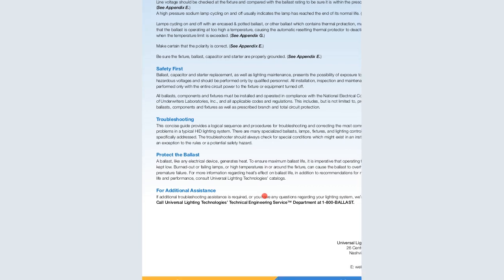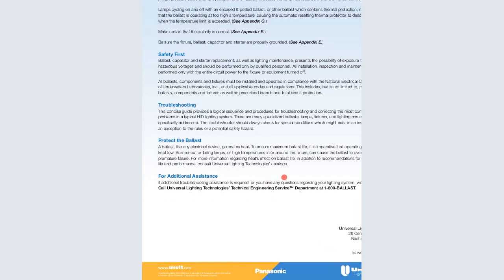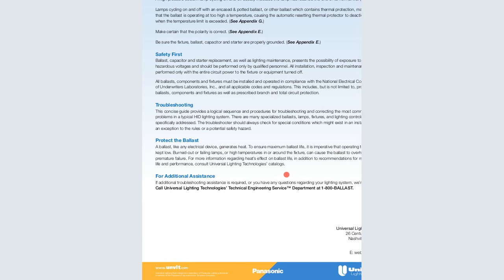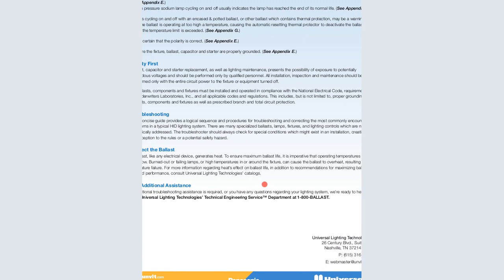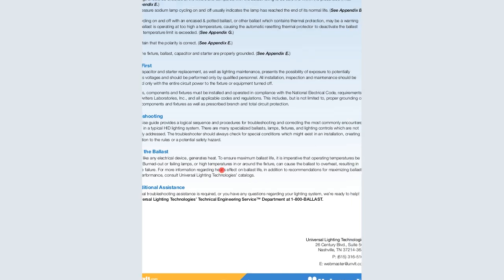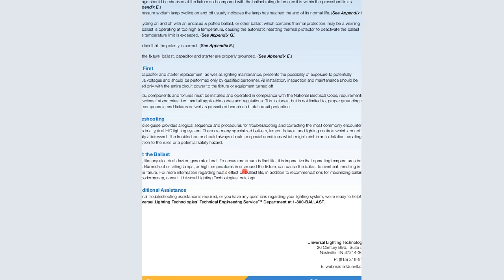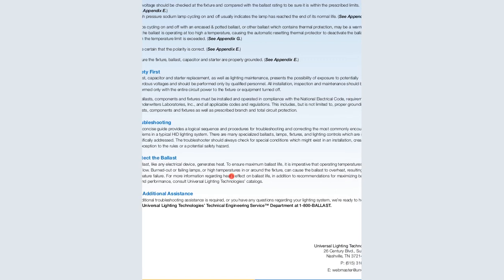The ballast capacitor and starter replacement, as well as lighting maintenance, present the possibility of exposure to potentially hazardous voltages and should be performed only by qualified persons, meaning the person who does the maintenance or the changing of the spoiled parts has to be experienced and a skilled person who has experience with those fixtures. All installation, inspection, and maintenance should be performed only with the entire circuit power to the fixture or equipment turned off.